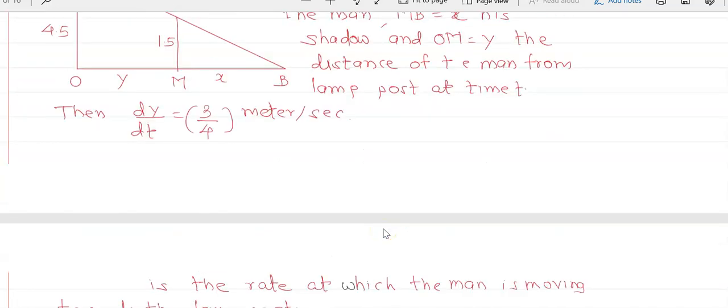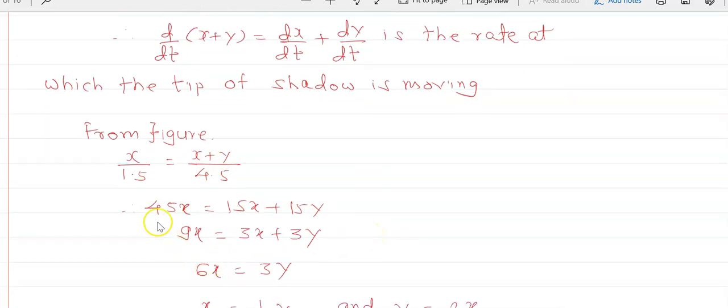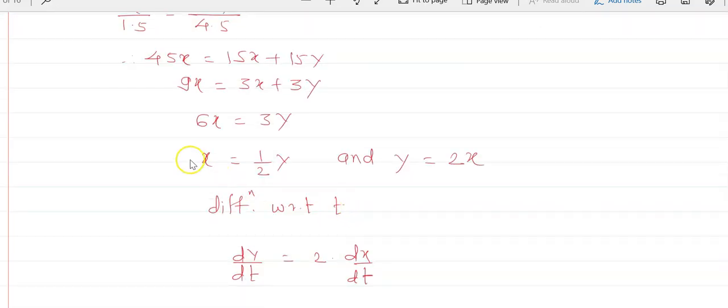Therefore, from the figure again, x upon 1.5 is equal to x plus y upon 4.5. Perform the cross multiplication, multiplying on both sides by 10. First of all, that is 45x equals 15x plus 15y. If you simplify it, x is equal to 1 upon 2y, that is, y is equal to 2x.